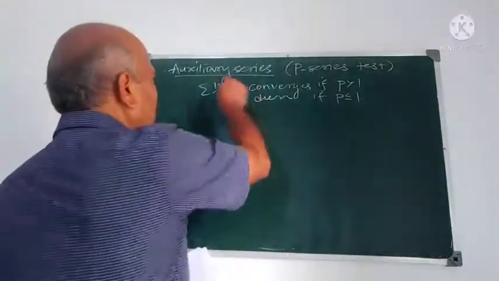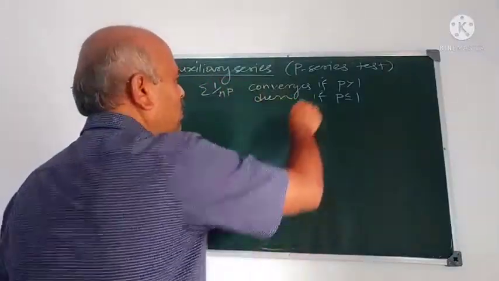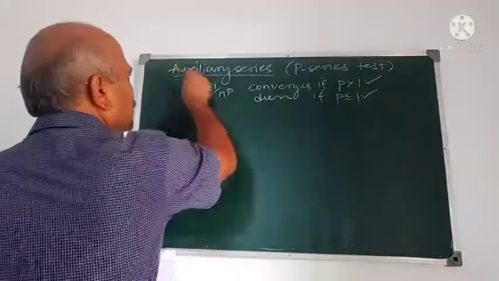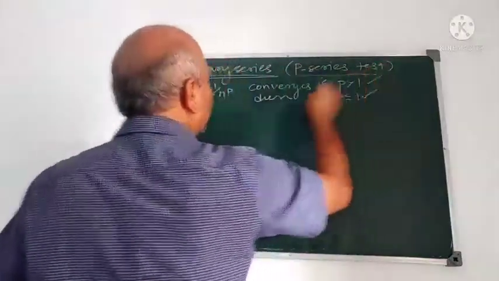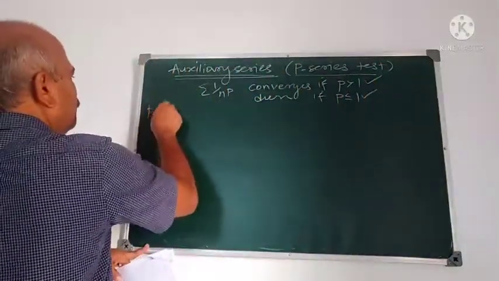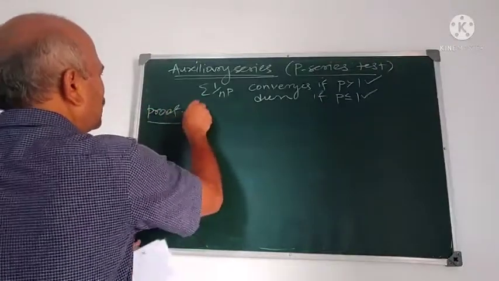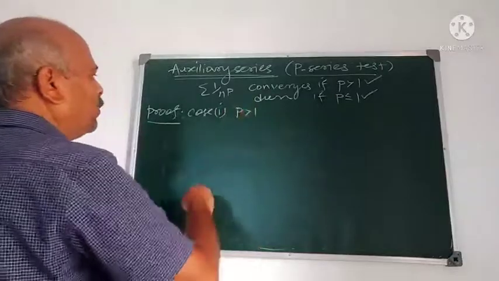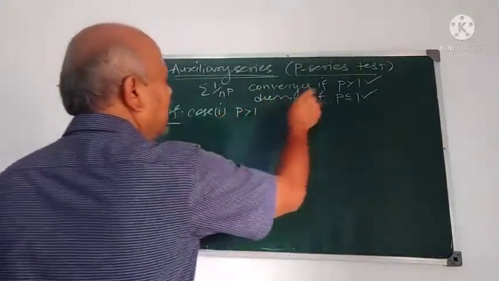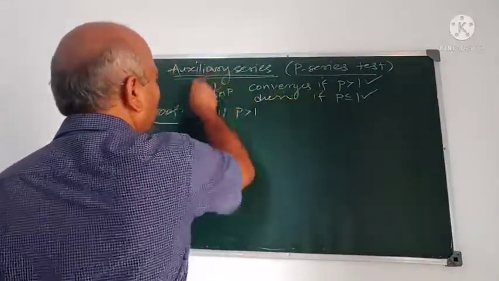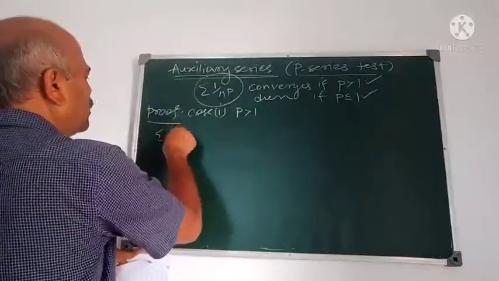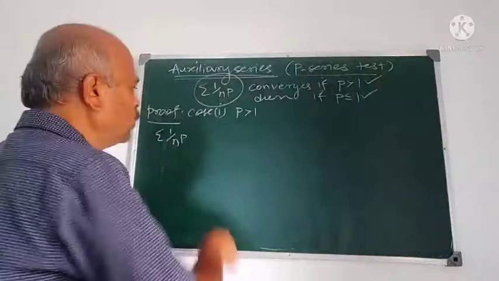Now the test is like this: sigma 1 upon n raised to p converges if p is greater than 1, diverges if p is less than or equal to 1. This is called the auxiliary series or P series test. Now the proof of this one. First I take case 1, that is p greater than 1. Since sigma 1 upon n raised to p is a positive term series, we can group the terms of the series as we like, as we wish.